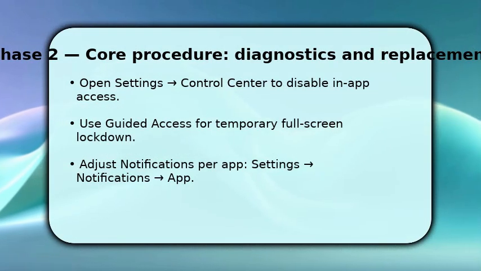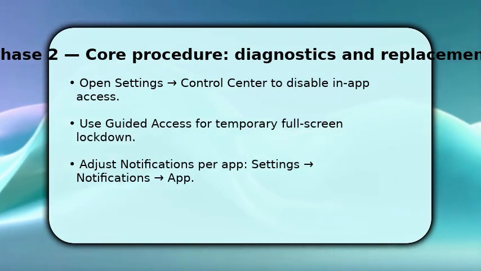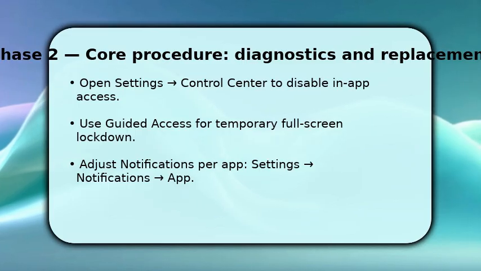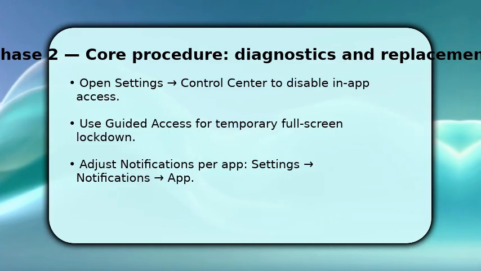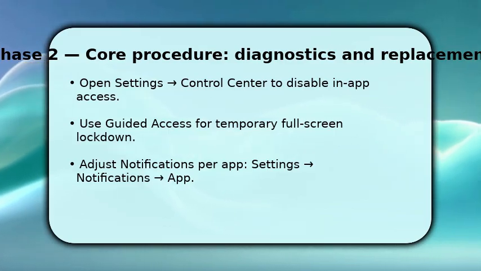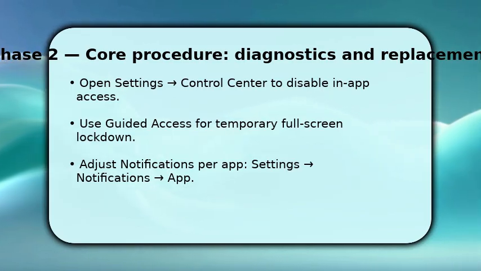Next, prevent Notification Center from appearing while you use apps or on the home screen. Go to Settings, Control Center, and turn off Access Within Apps to stop Control Center gestures from interfering. If you need a stricter, temporary block, use Accessibility, Guided Access, and start a session. That locks gestures, including pull-downs.